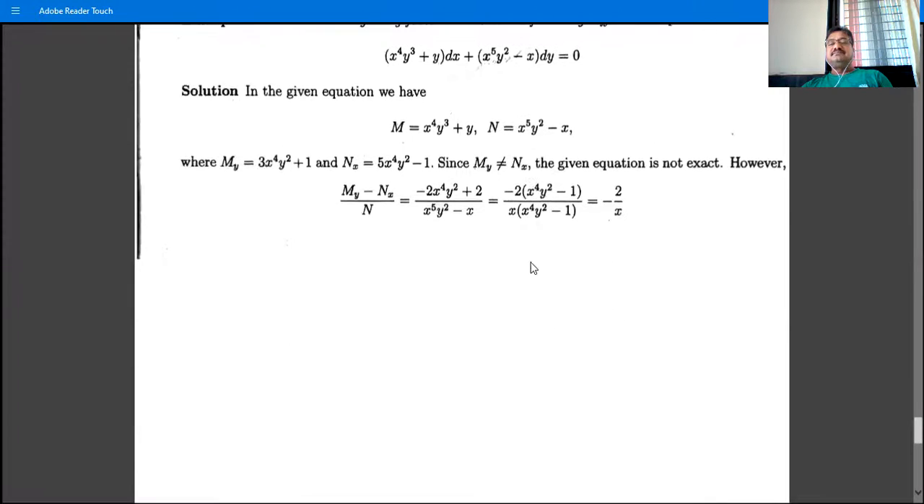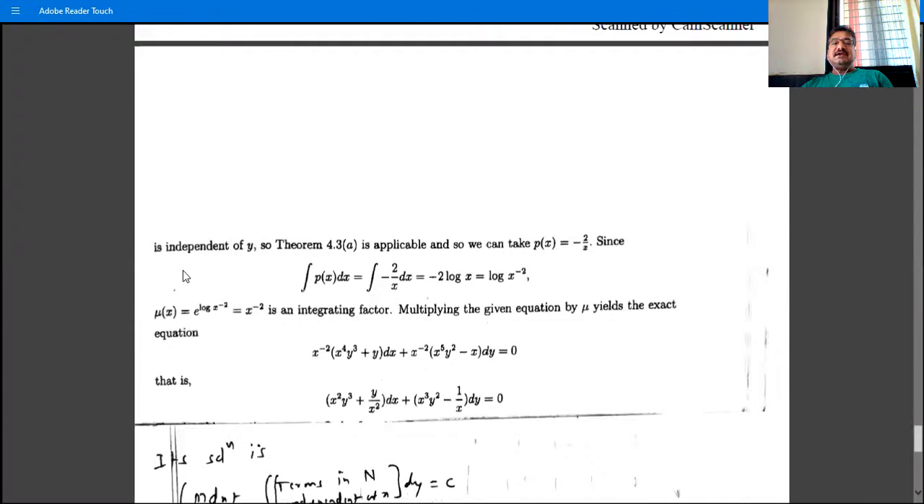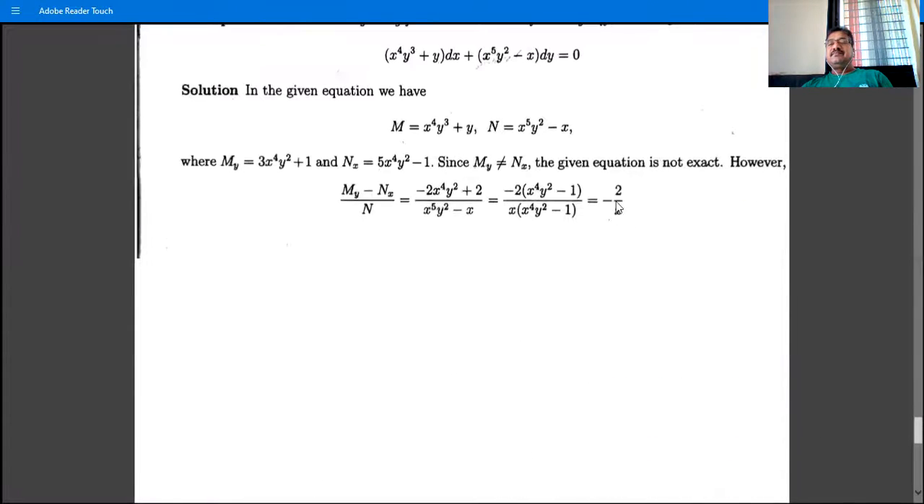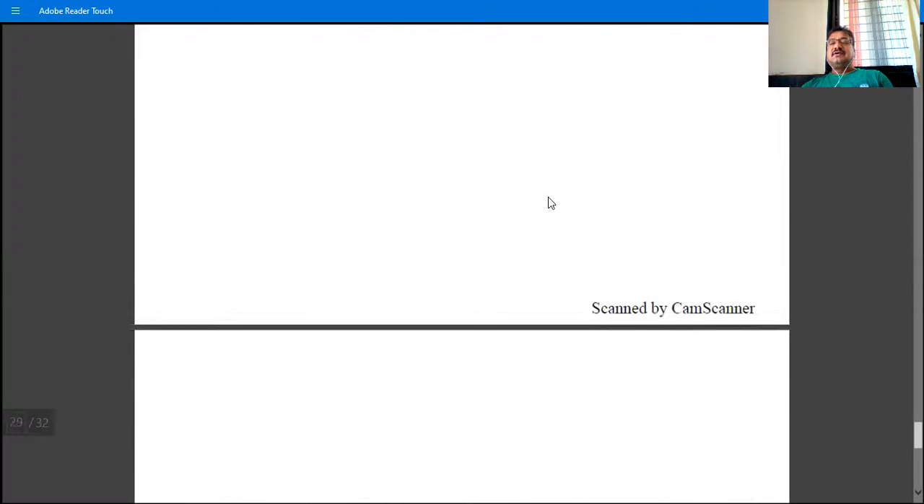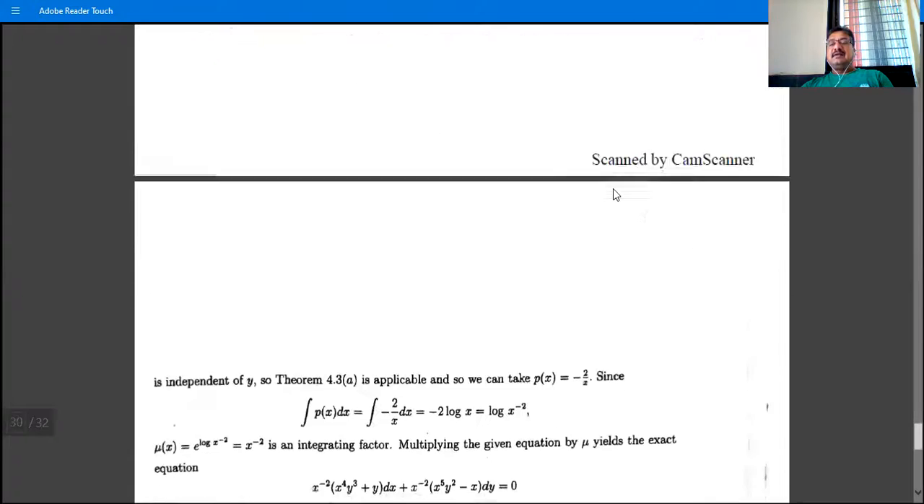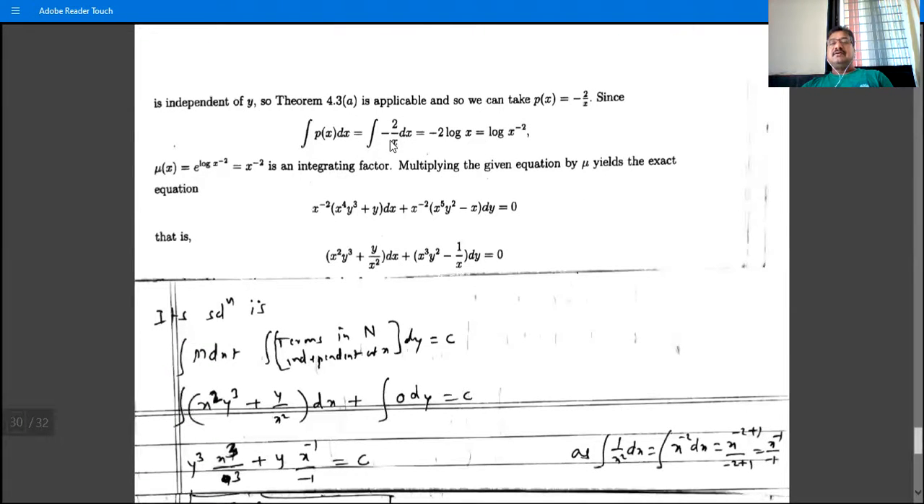So write M, N, then find ∂M/∂y and ∂N/∂x; both are not the same, so the given differential equation is not exact. Then find this ratio as minus 2 by x, and this is independent of y, purely a function of x. So it is denoted by f(x), and then find the integration of f(x) as minus 2 log x, which means log x to the power minus 2. Then the integrating factor is e raised to log x raised to minus 2, and the log and e get cancelled. So x raised to minus 2 is an integrating factor.